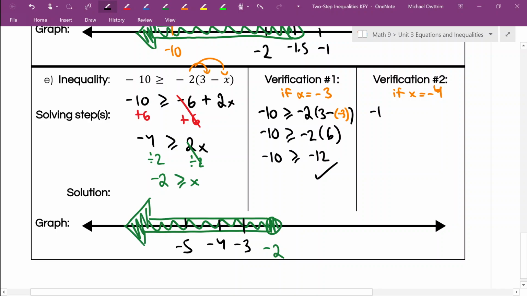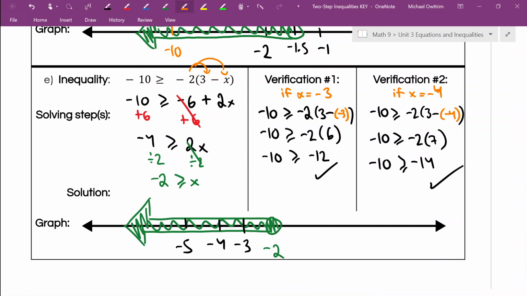If x is -4, let's substitute that in. So we want to replace that x with negative 4. That's going to give us negative 10 is greater than or equal to negative 2 times 3 minus negative 4 is positive 7. Negative 2 times 7 is negative 14. And indeed, negative 10 is greater than or equal to negative 14. So that point worked as well.